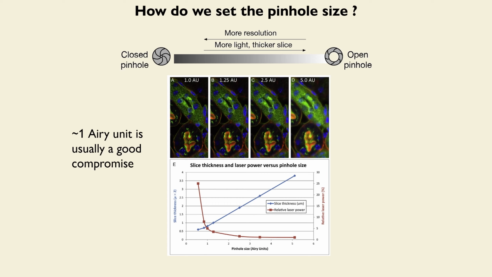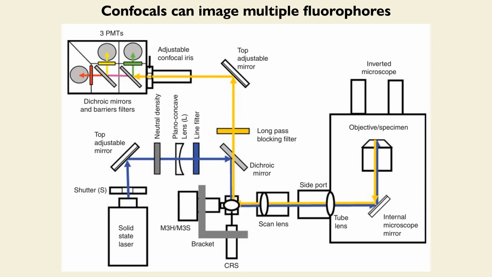When you have more than one fluorophore, there are different conventions, and if you train on a confocal at MSL, you will see that what we recommend is to set it to 1 Airy unit for your longest wavelength fluorophore. So confocals can image multiple fluorophores. So let me briefly explain how this works.